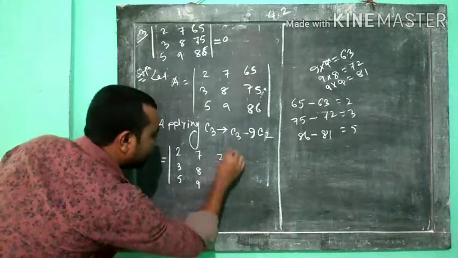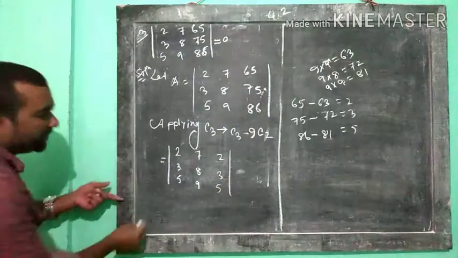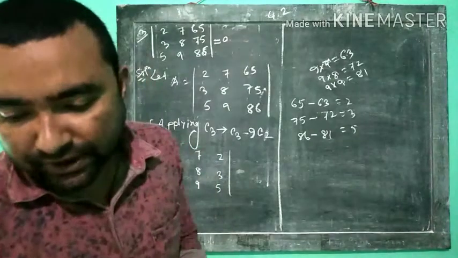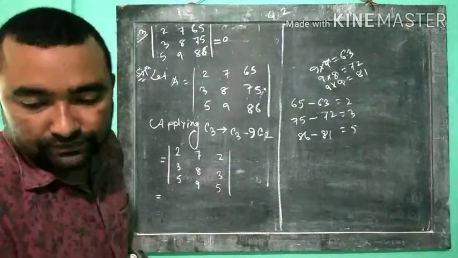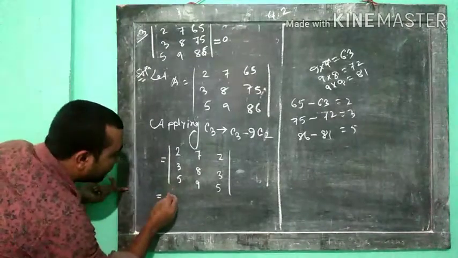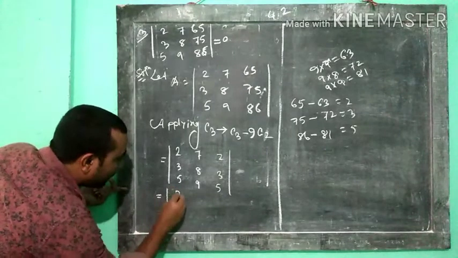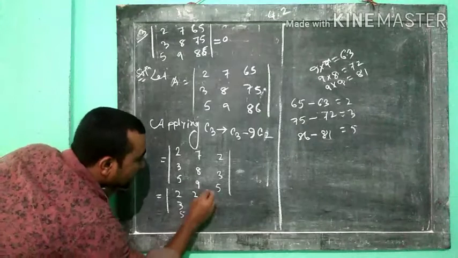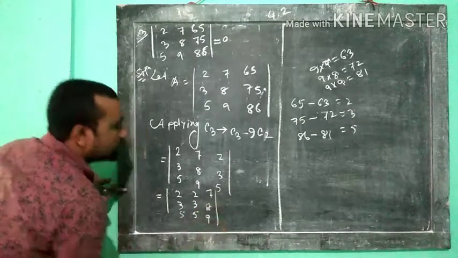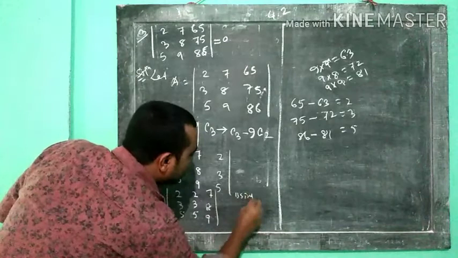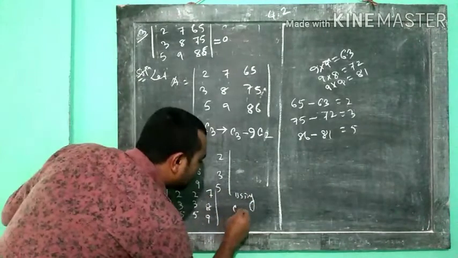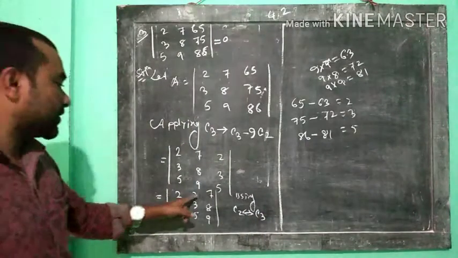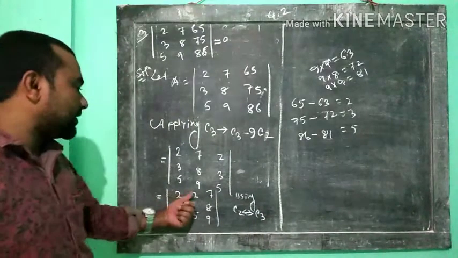If we interchange the row and column, then what do we get? 2 3 5, 2 3 5, 7 8 9. What do we have to use here? Since C1 and C2 are identical, here C1 and C2 are identical.